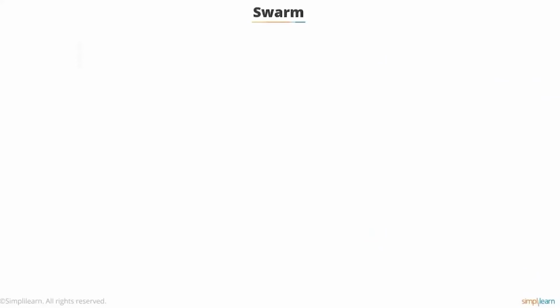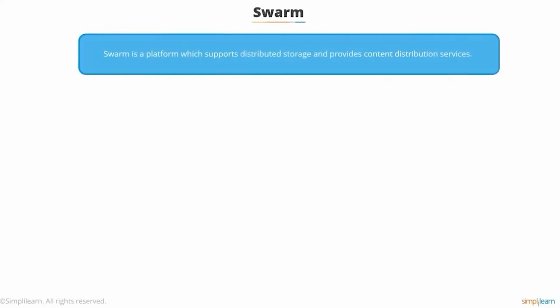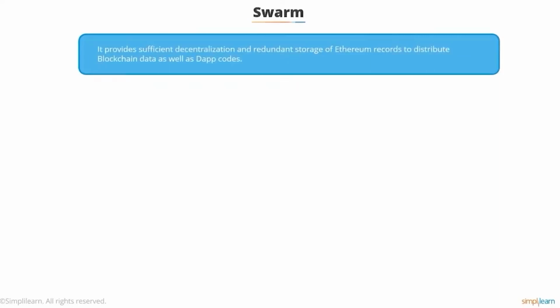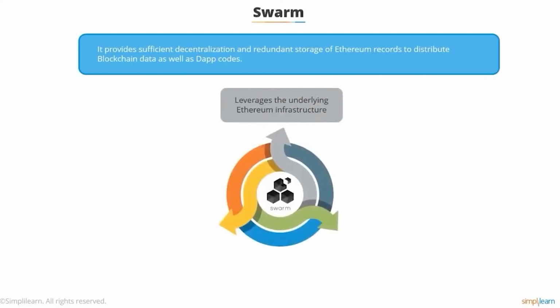Swarm. Swarm is a platform which supports distributed storage and provides content distribution services. It acts as a native base layer service of the Ethereum Web3 stack. It provides sufficient decentralization and redundant storage of Ethereum records to distribute blockchain data as well as dApp codes. It leverages the underlying Ethereum infrastructure through the use of contracts and ethers to encourage cooperation among nodes.